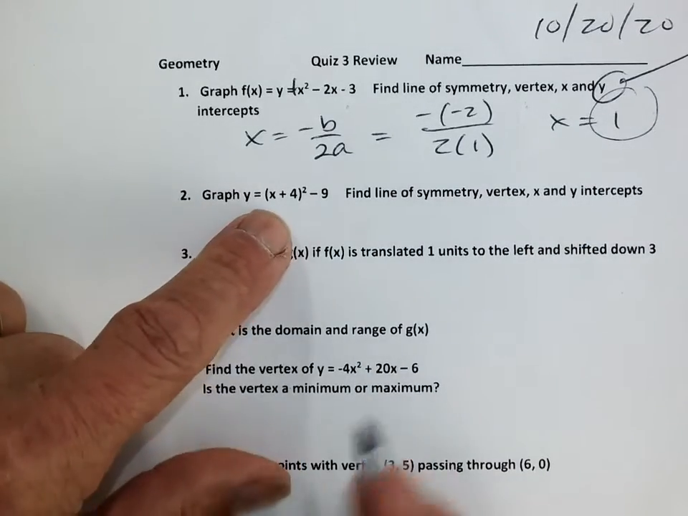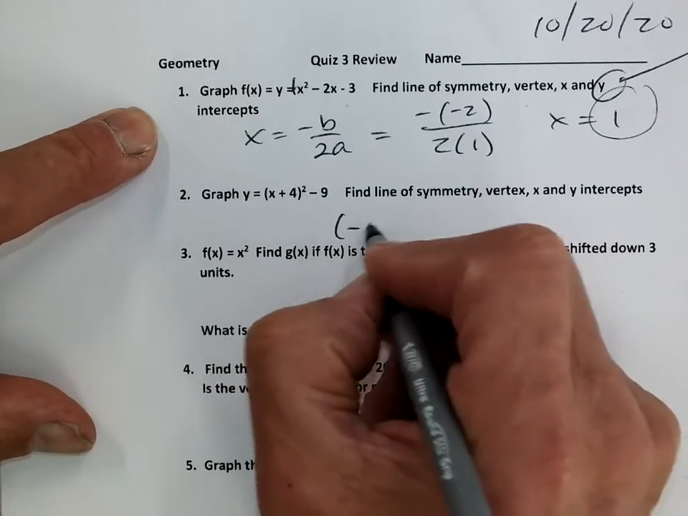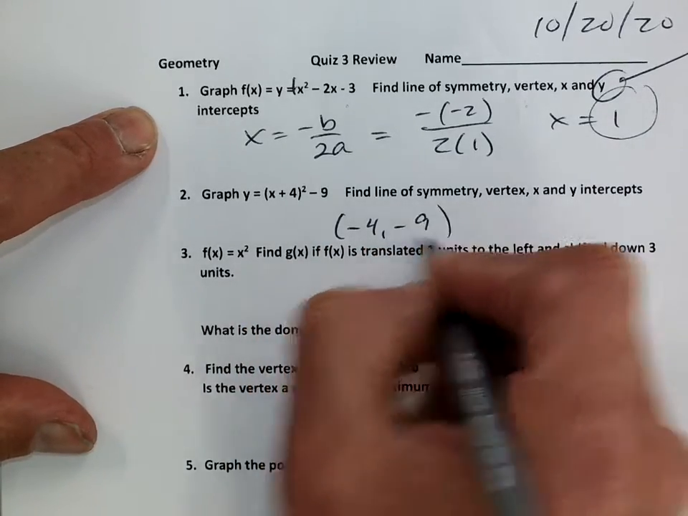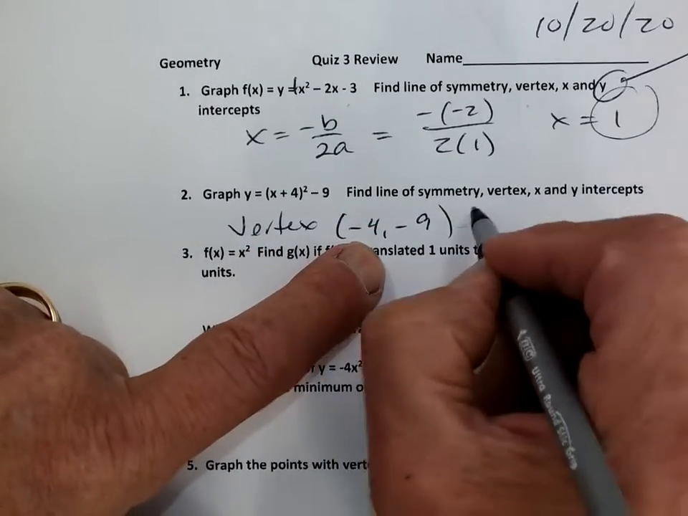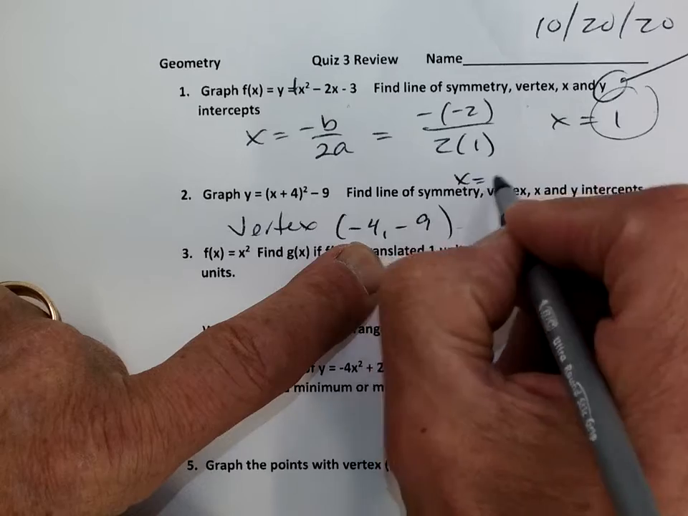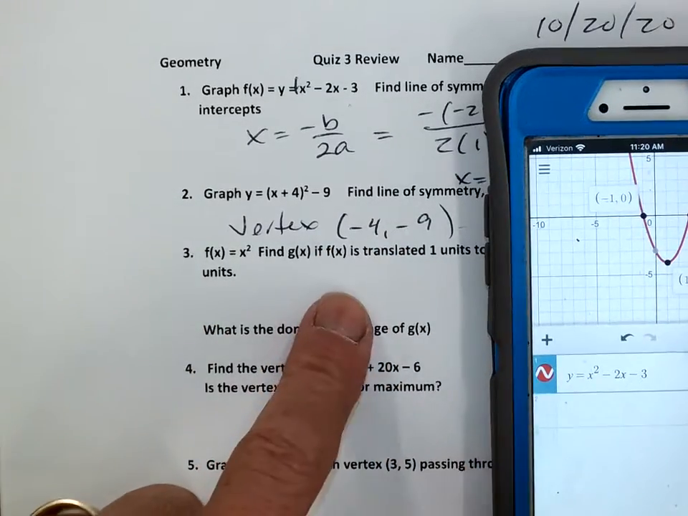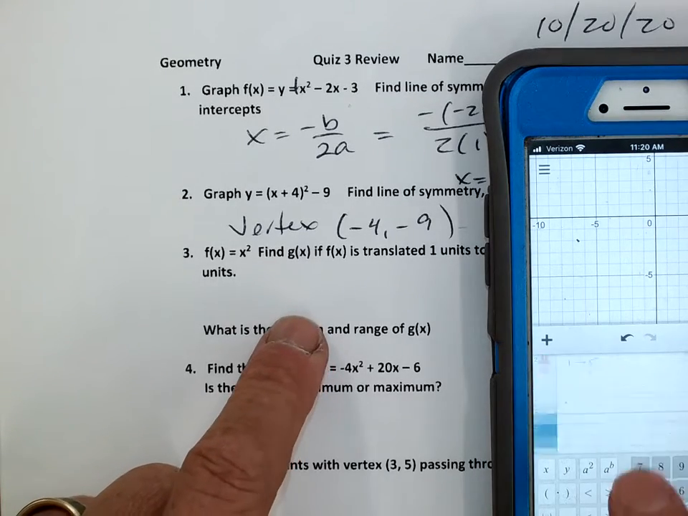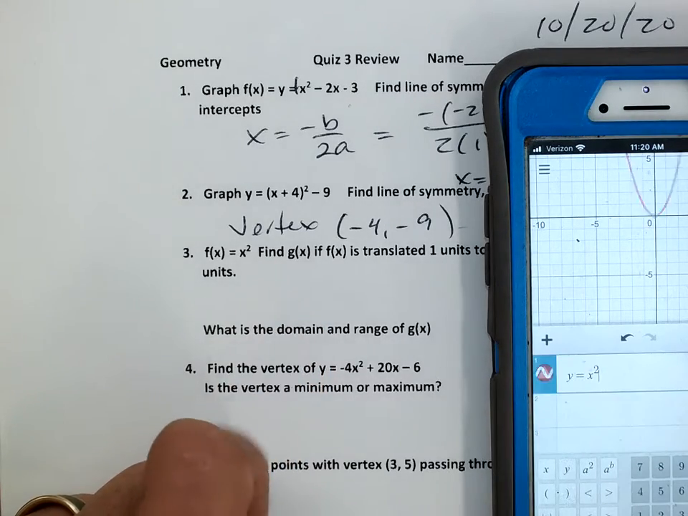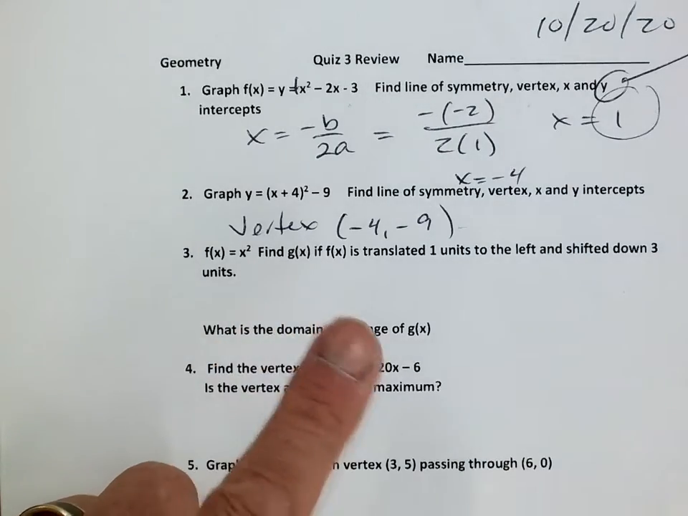Same thing on 2. The vertex, since it's in vertex form, is obviously at negative 4, negative 9. That's my vertex. Line of symmetry has to go through the vertex. My line of symmetry is at x equals negative 4. Y-intercepts, again, you could even put it in your calculator or in Desmos, and you get everything here on Desmos. It's up to you, and I'm going to let you do that because I trust you can.